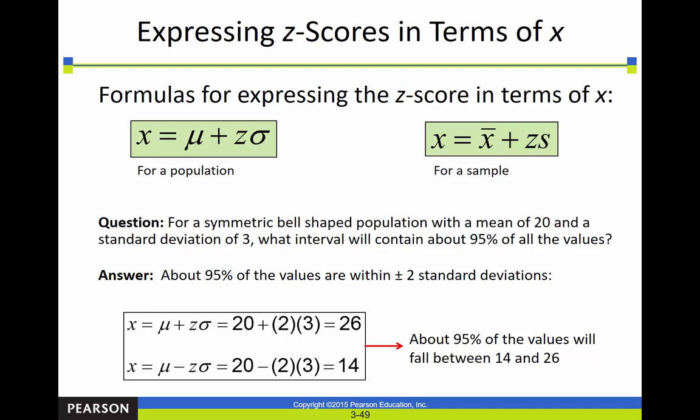So if we take 20, that's our mean, and then we add 2, that is our z-score, times 3, the standard deviation of the sample. I'm sorry, this is a population. That gives us 26. And then if we take the mean minus that gives us 14. So what that tells us is that 95% of all the values will fall between -2 standard deviations, which is 14, and +2, which is 26.